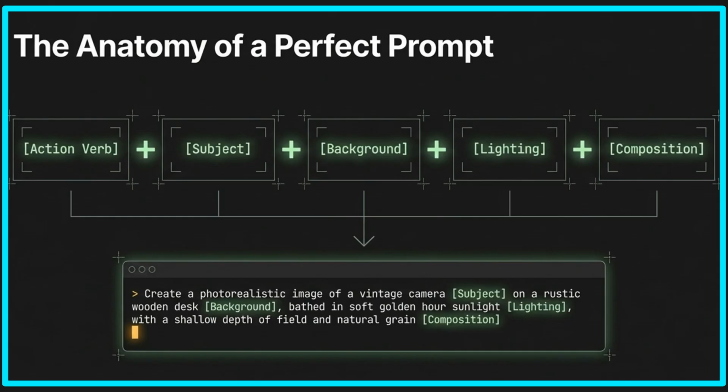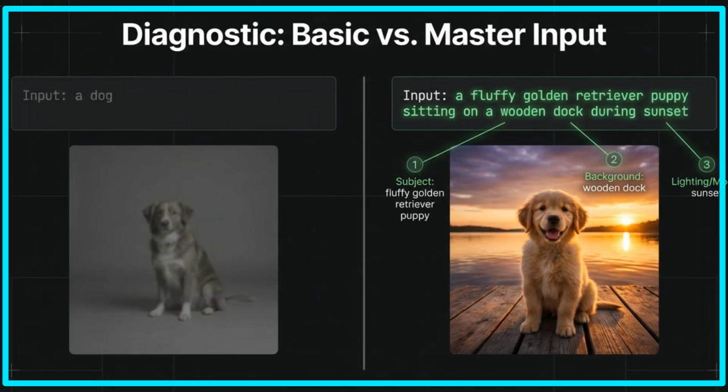The anatomy of a perfect prompt includes 5 components: an action verb, the subject, the background, lighting, and composition. Structuring your prompt this way will lead to precise and detailed results. Compare a basic input, like a dog, with a master input that includes subject, background, and lighting details. The master input results in a significantly higher quality and more detailed image.